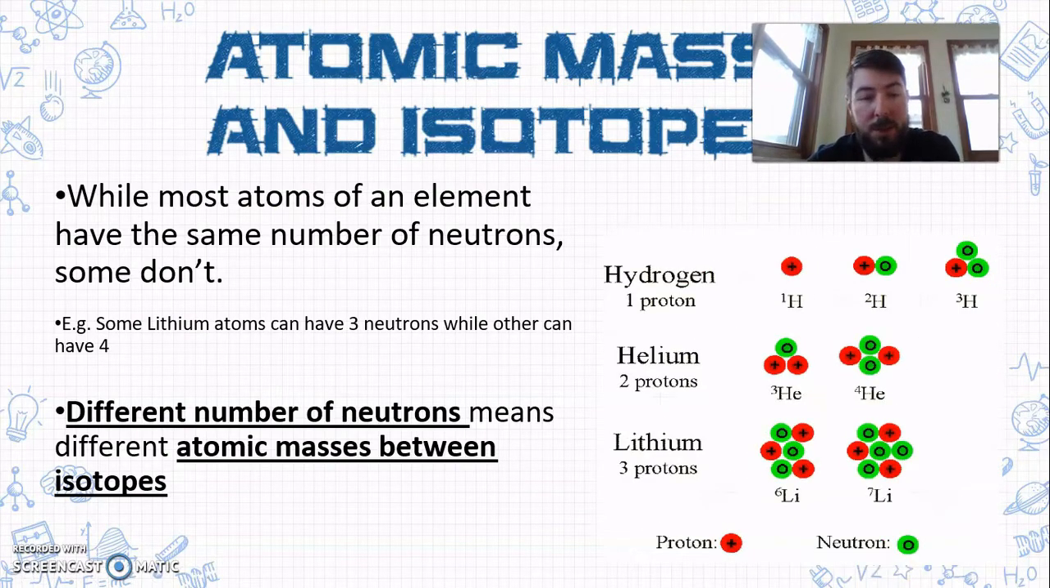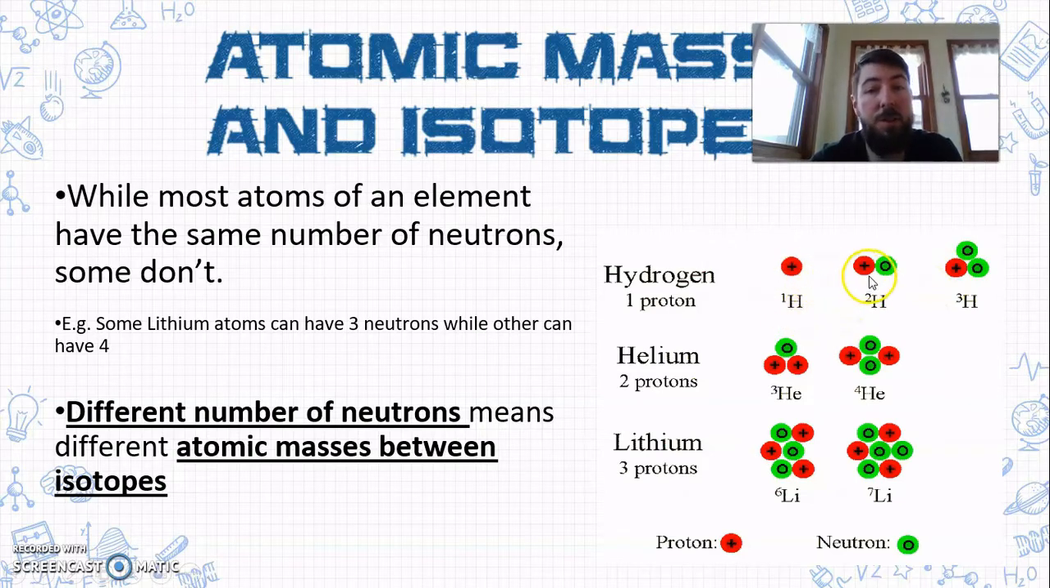So here we're just going to talk about isotopes a little bit. While most atoms of an element have the same number of neutrons, some of them don't. So here are some examples. Here's hydrogen. Hydrogen, as we know, has an atomic number of 1. That means it has 1 proton, which we can see here by the red circle.